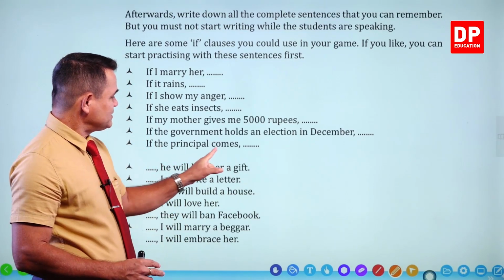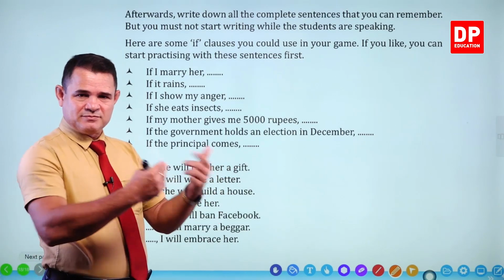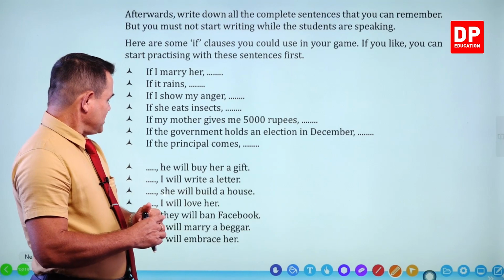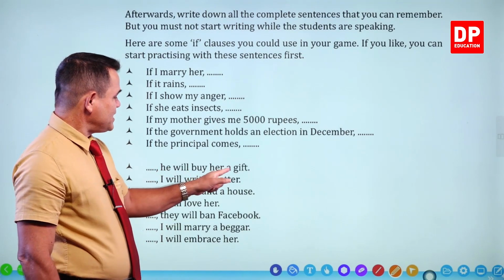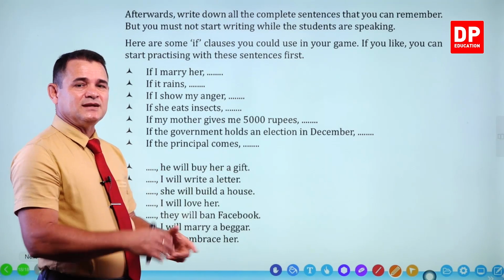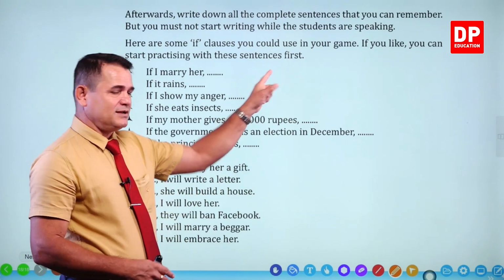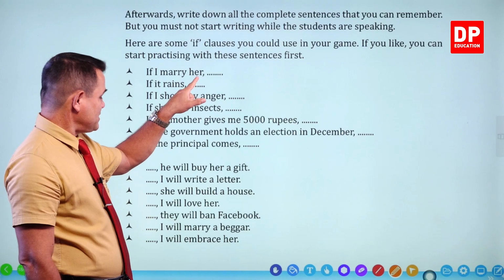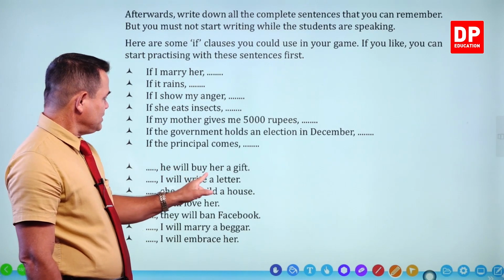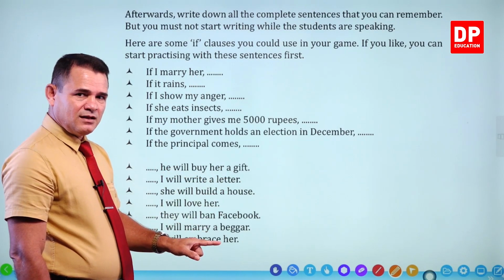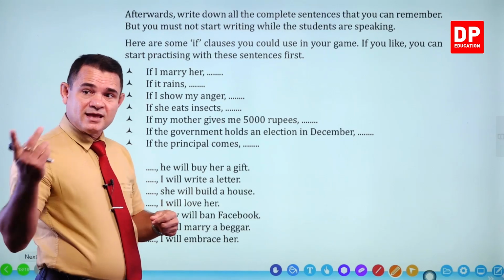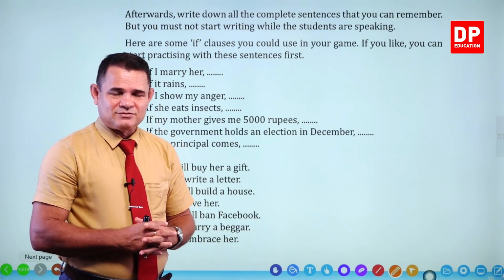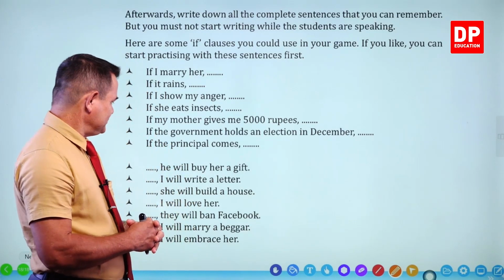If the principal comes, right, then he will buy her a gift. That is the rest of the sentence. These are pieces that can come at the end, right? For example, if I marry her, he will buy her a gift. Something like that. So then there can be funny sentences.